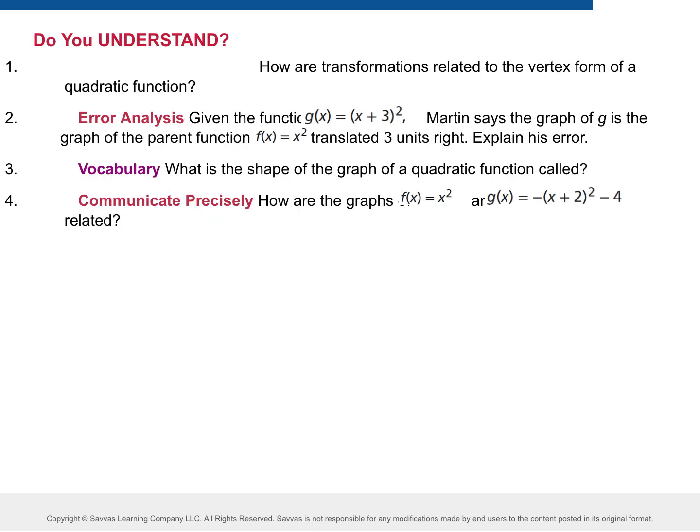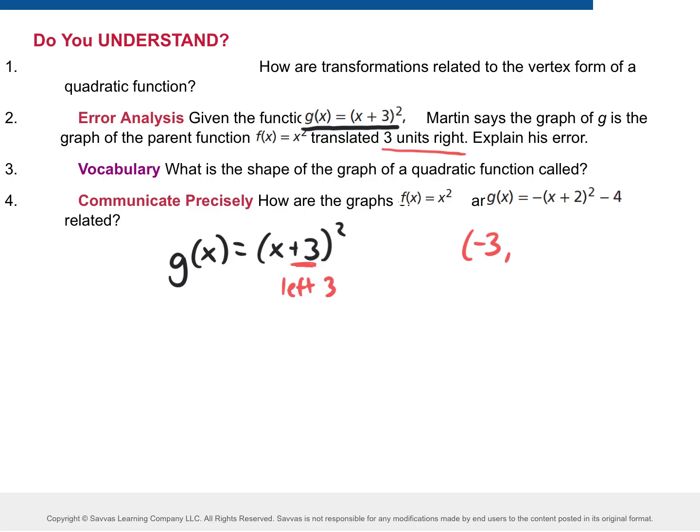All right, looking at number 2 on the back page, that error analysis, it shows you this function here, (x plus 3) squared, and this person said that means we're going to translate 3 units to the right. What's wrong with that? It has to be 3 to the left. It does have to be 3 to the left, okay? Because remember, to get our vertex, we use this as a starting point, so that would tell us left 3. So I know that's a minus 3.